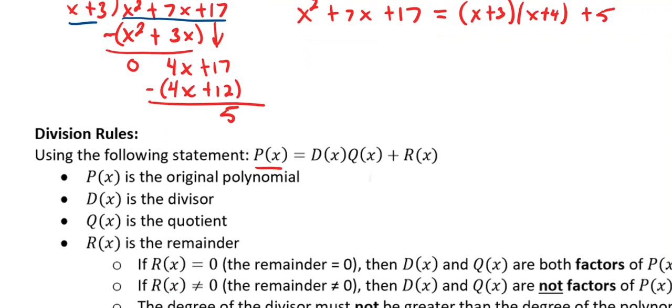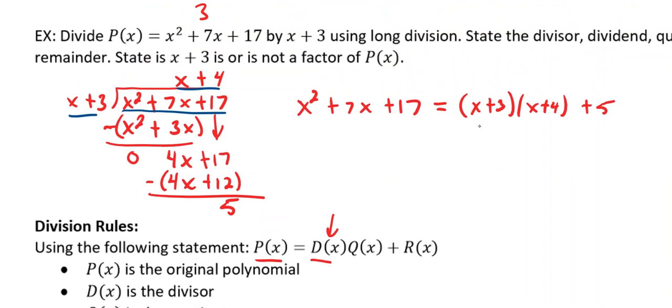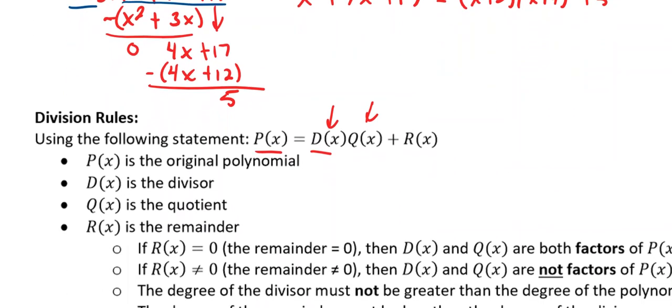The polynomial, p of x, is made up of the divisor of x, because this is now like a polynomial. That was x plus 3 in the last case, times the quotient of x plus the remainder. So just written as functions for each of those.